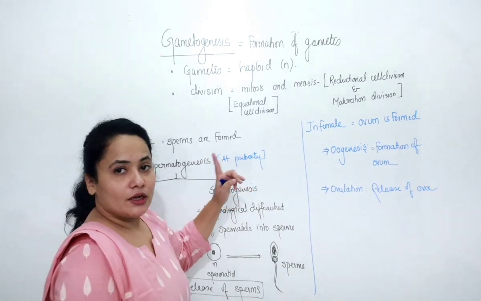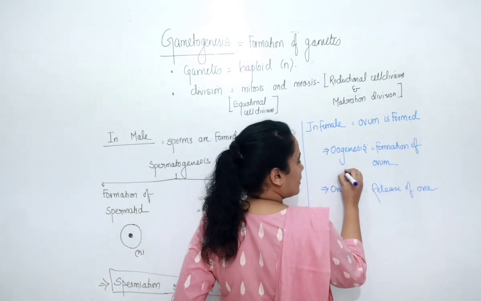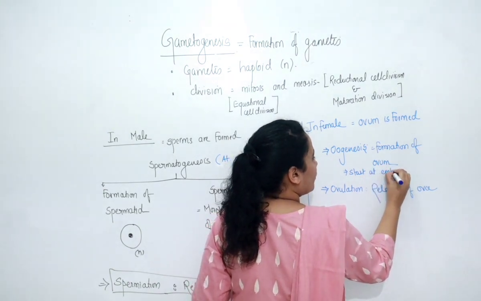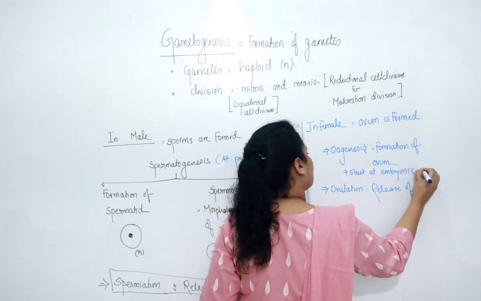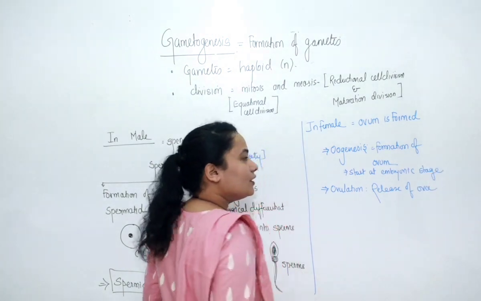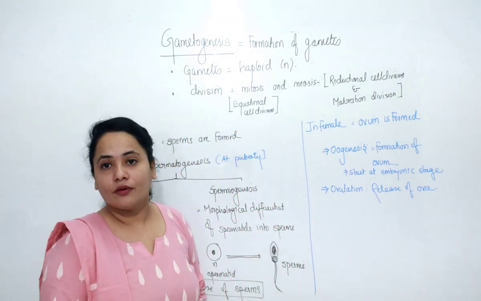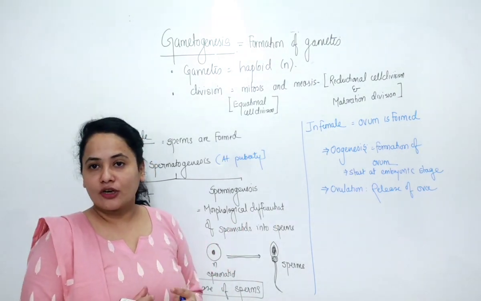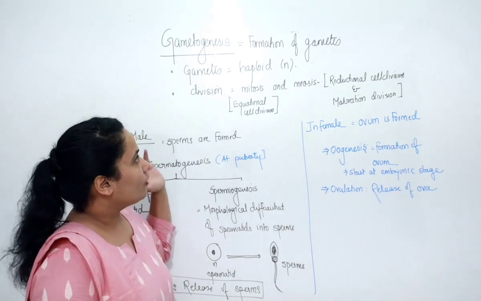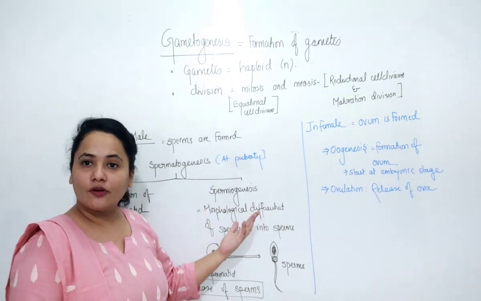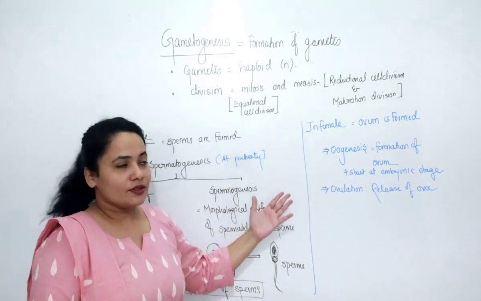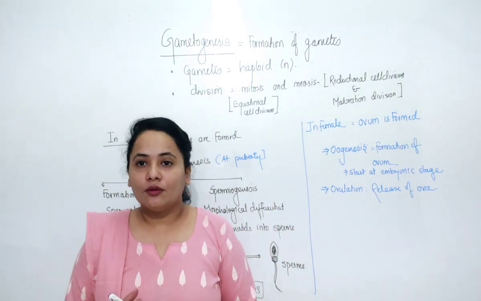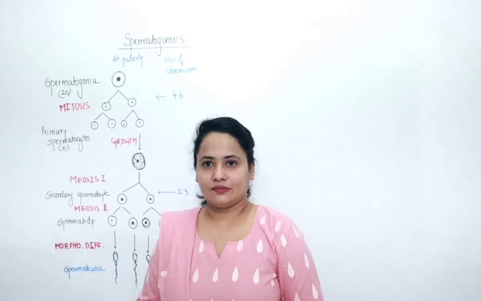So in female, the process of oogenesis starts at, you can say, the embryonic stage, right in the uterus of the mother. So it starts right from that phase. So this is a brief introduction of what is meant by gametogenesis, which divisions are involved. If it is in male, what is it called? If it is in female, what is it called? So this is about the process of gametogenesis.